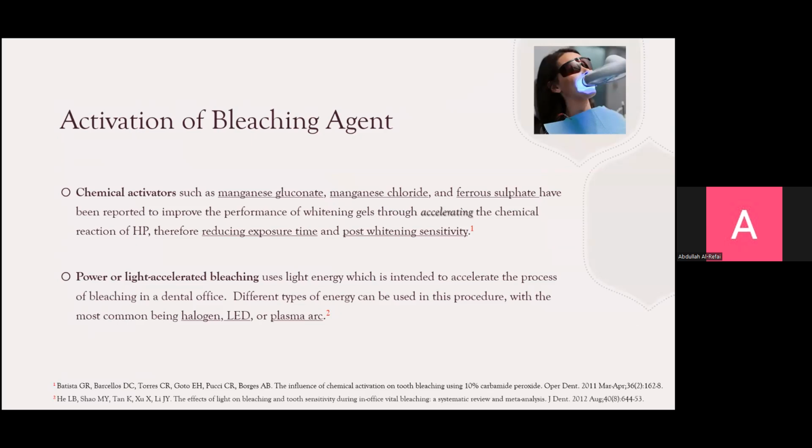Now, activation of bleaching agent. Bleaching agent can be applied with no activation, or we can activate the bleaching agent by using either light, chemical activator, or a combination of both light and chemical activators. Chemical activators such as manganese gluconate, manganese chloride, and ferrous sulfate. We may use a chemical activator in order to accelerate the chemical reaction of hydrogen peroxide. Therefore, this will reduce the exposure time and the post-whitening sensitivity.